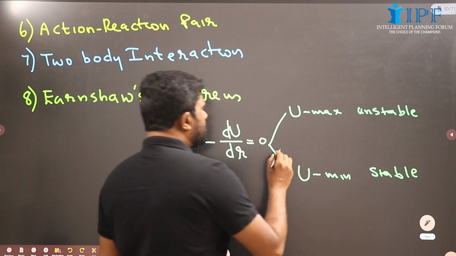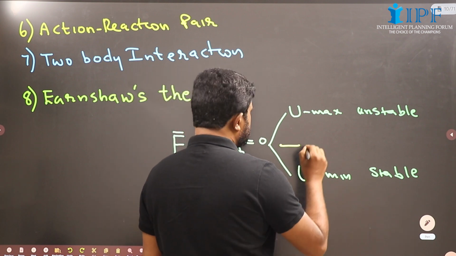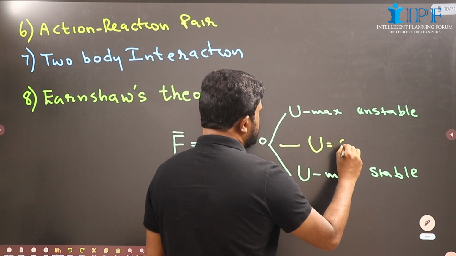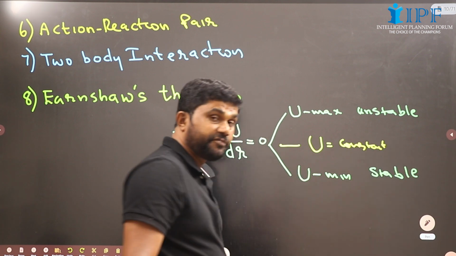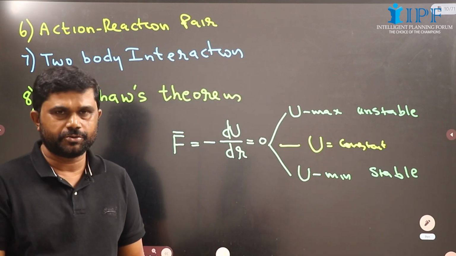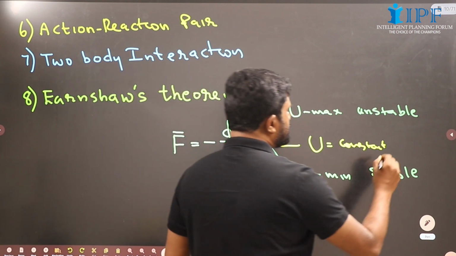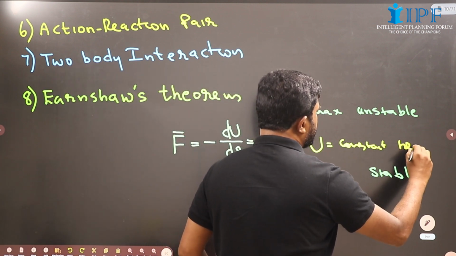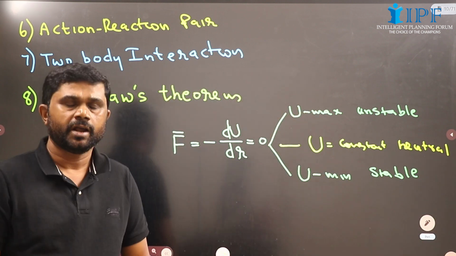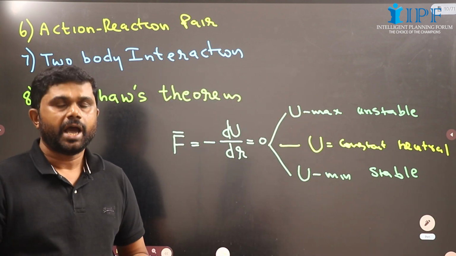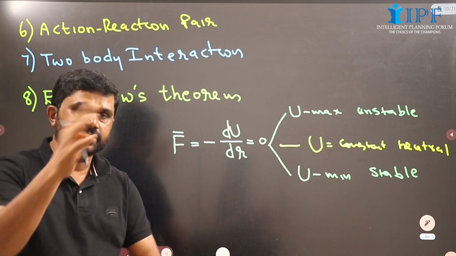See, another possibility is that this potential energy is constant. The differential of a constant is also zero. Then the equilibrium is said to be neutral equilibrium. Okay, neutral equilibrium. Suppose we have a bowl and I have kept that bowl on a table upside down.